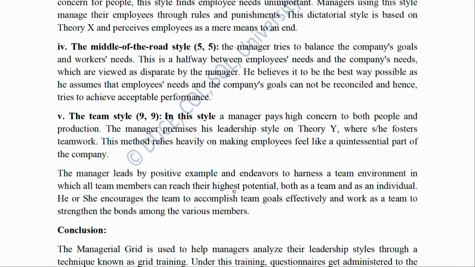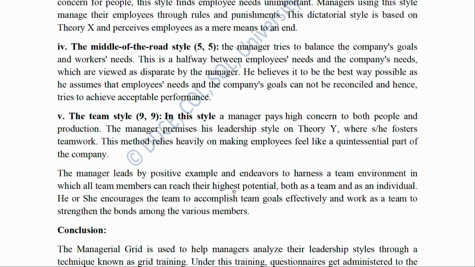Fourth, the middle of the road style 5,5. The manager tries to balance the company's goals and workers' needs. This is halfway between employees' needs and the company's needs, which are viewed as disparate by the manager. He believes it to be the best way possible as he assumes that employees' needs and the company's goals cannot be reconciled and hence tries to achieve acceptable performance.